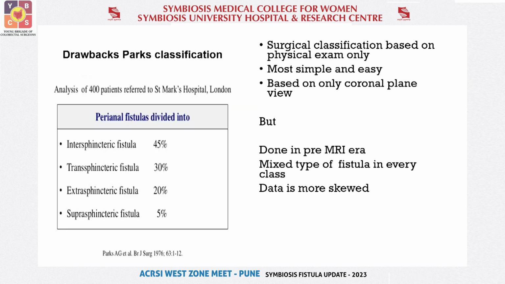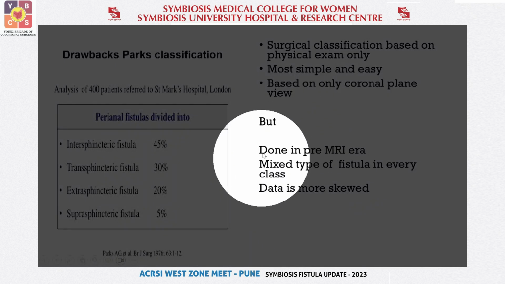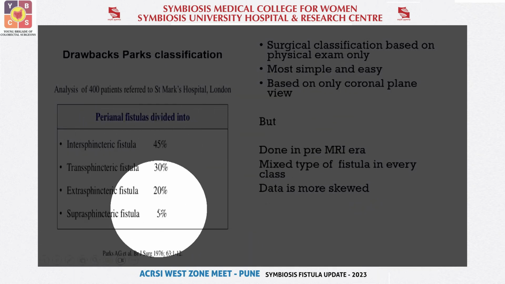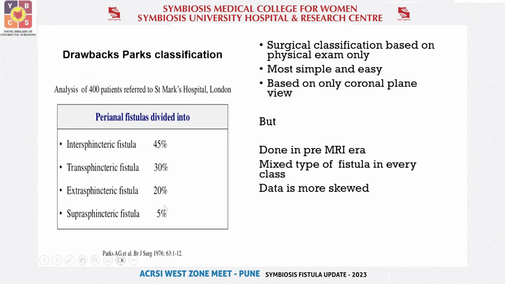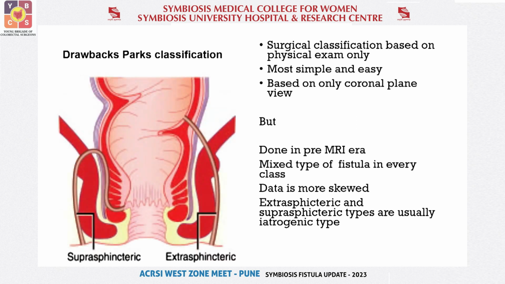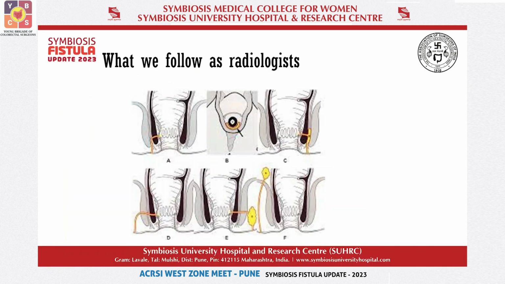The data is skewed. The data tells us about 40% is intersphincteric and very few are suprasphincteric, and in subsequent papers from PARC itself, the suprasphincteric number is decreasing. The present papers tell us that suprasphincteric is iatrogenic, not actually a fistula. So the extrasphincteric and suprasphincteric are usually iatrogenic types. And these are the drawbacks.